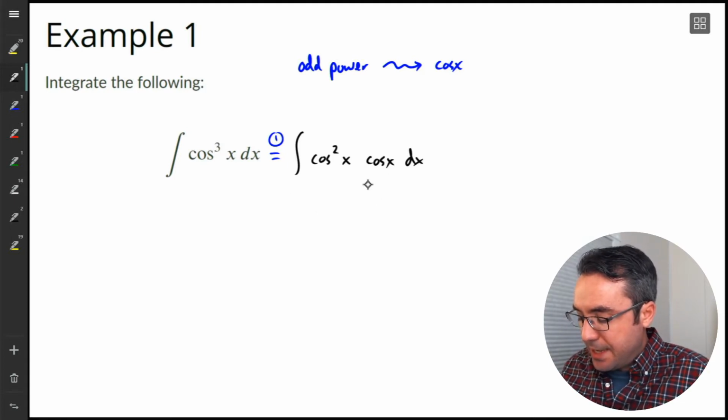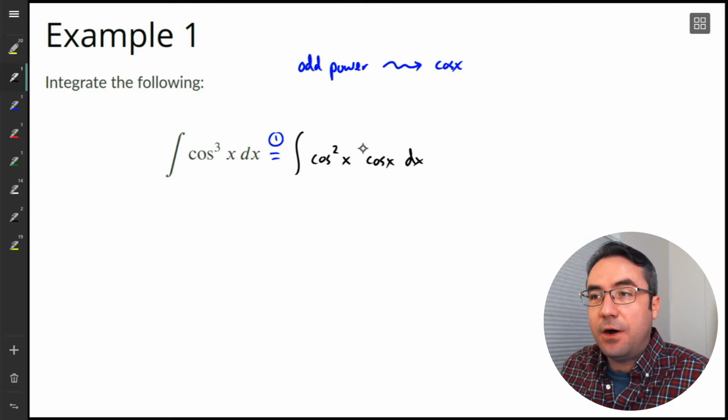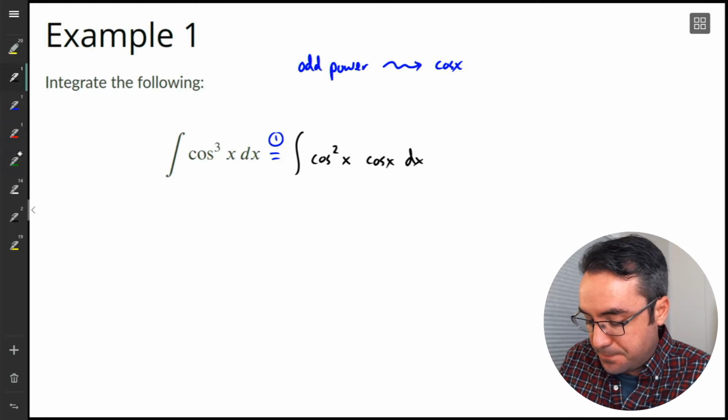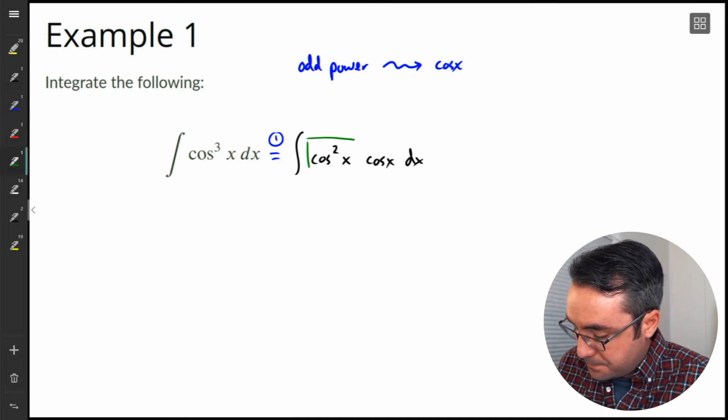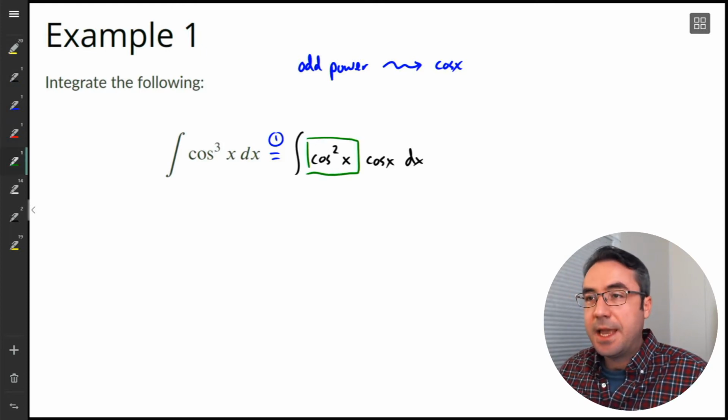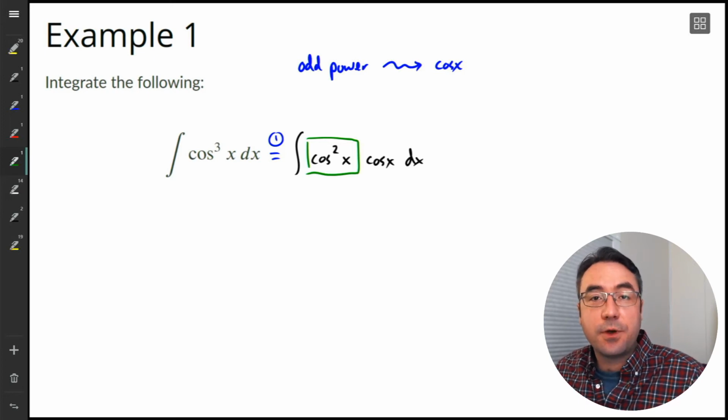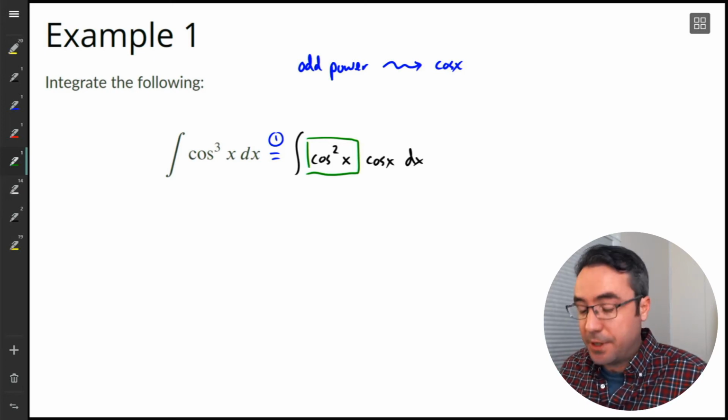Step 2 is we have these cosine squared terms, and we're going to convert those into our opposite trig function.